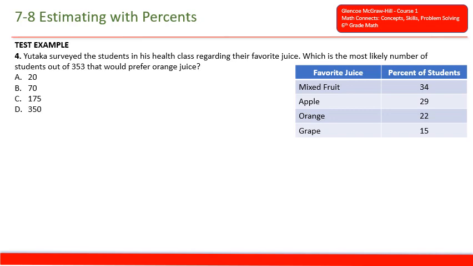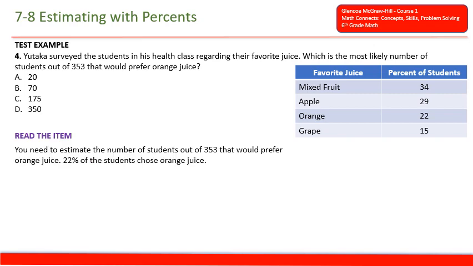Utica surveyed the students in his health class regarding their favorite juice. Which is the most likely number of students out of 353 that would prefer orange juice? If we look at orange juice, it's 22% of the students. So you need to estimate the number of students out of 353 that would prefer orange juice. 22% of the students chose orange juice. So we'll solve the item.